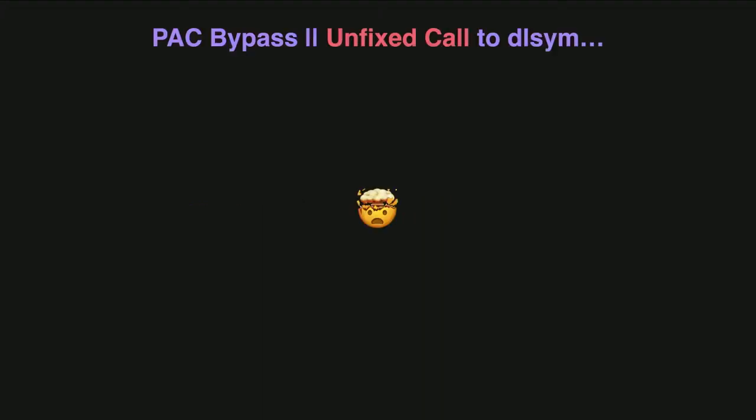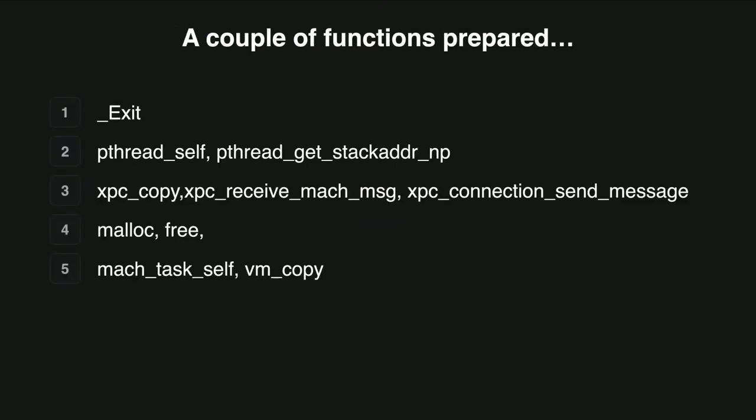I can tell you that the smiley is one of the most important parts of the PAC bypass and how this is used. Unfortunately, due to Patrick's Nerf gun, I'm not able to tell you how that works today. But I'm going to publish a very detailed blog post on that, and I will share a little bit more later this year. A couple of the functions which are prepared are exit, pthread_self, get stack address, xpc copy, receive mach message, malloc, mach task save, vm copy. A lot of the stuff that you would want to have as an exploit.